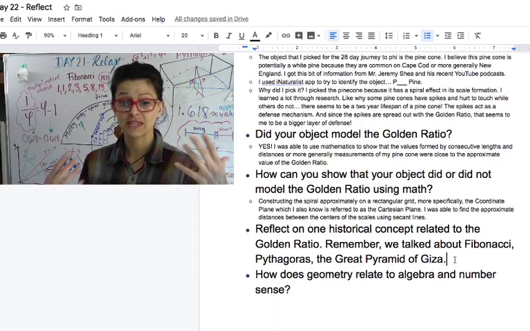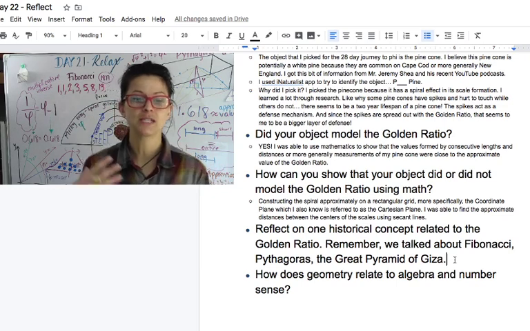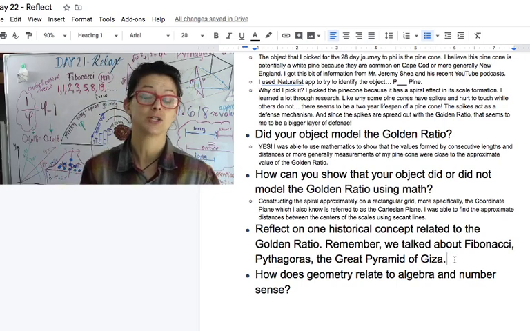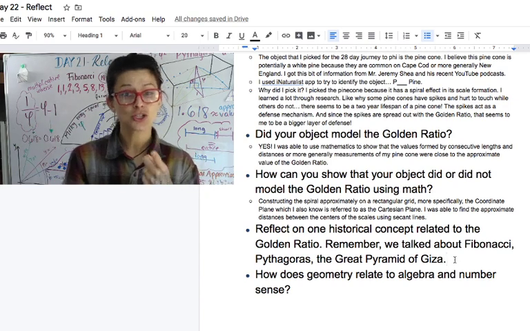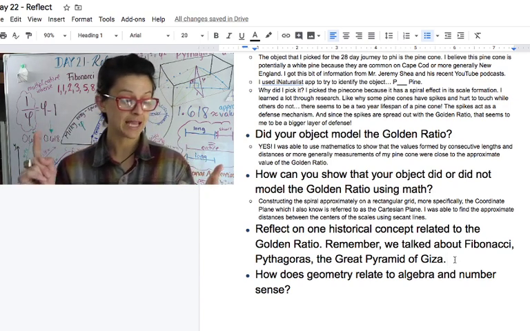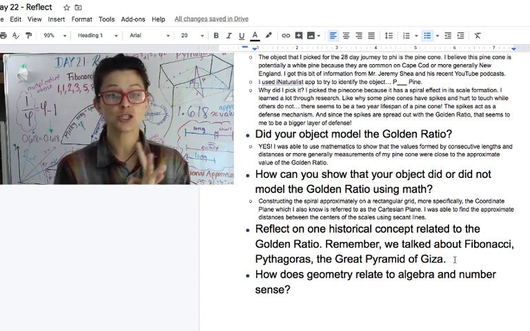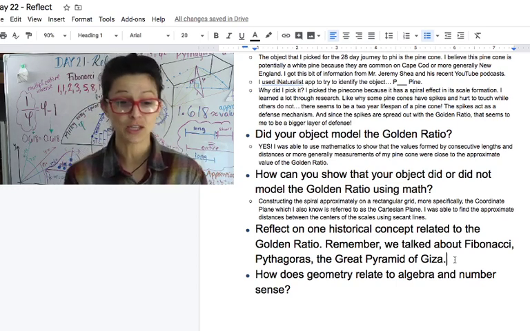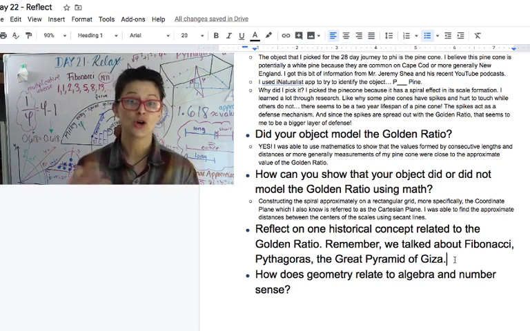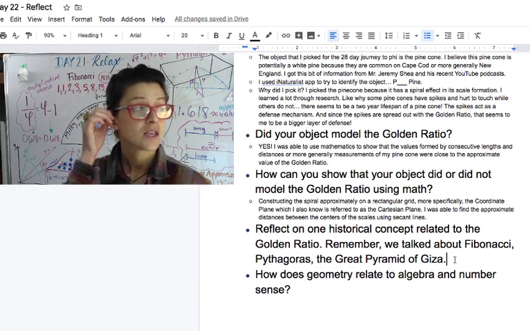Okay, so with these first three questions, you take them for what they're worth. You're talking about the object in nature you chose. So Rebecca chose a shell, Morgan chose a plant, Brody chose a pine cone, Nick chose the Milky Way, and then how are you able to show or not show that it had the golden ratio?